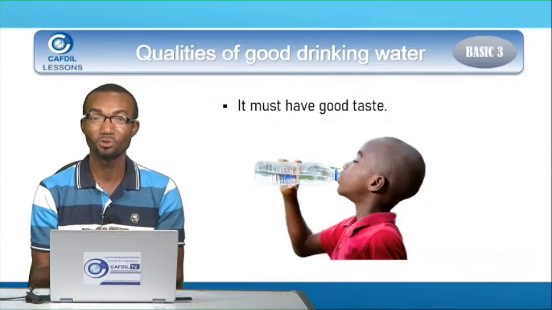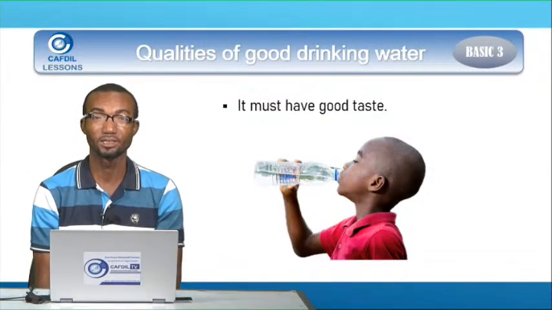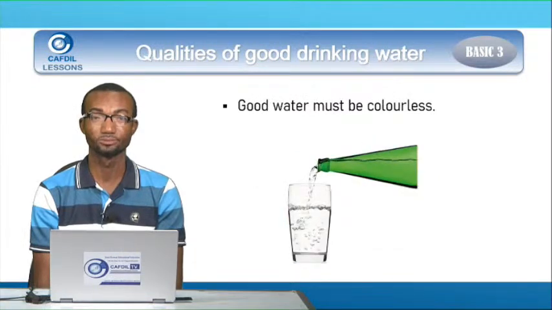So you must know water, and you must know that water must have good taste when you are taking it in. So make sure any water that you take in has good taste.